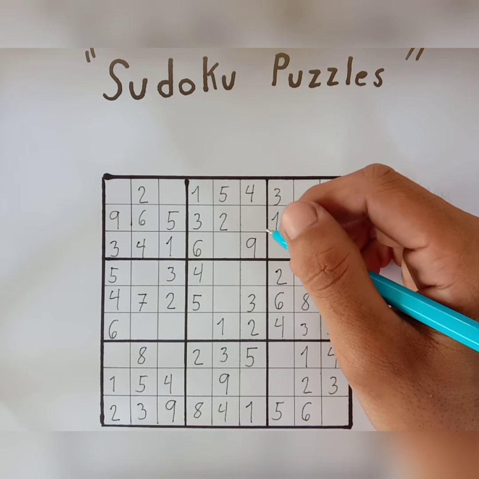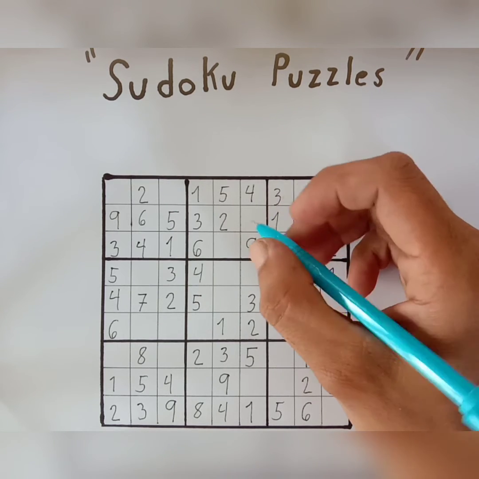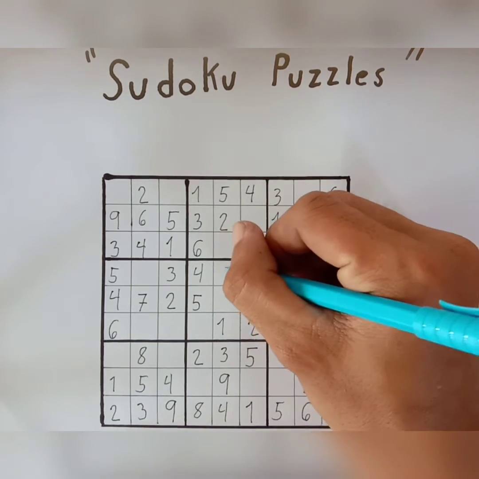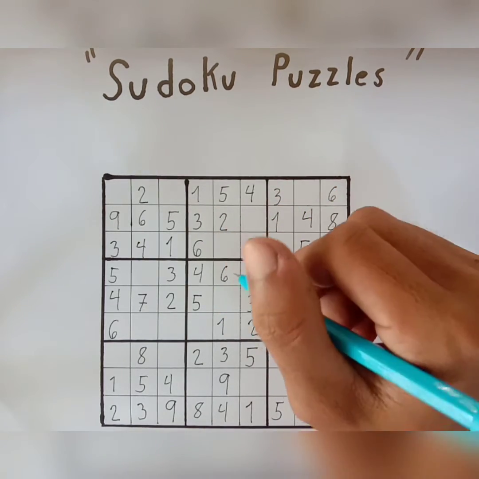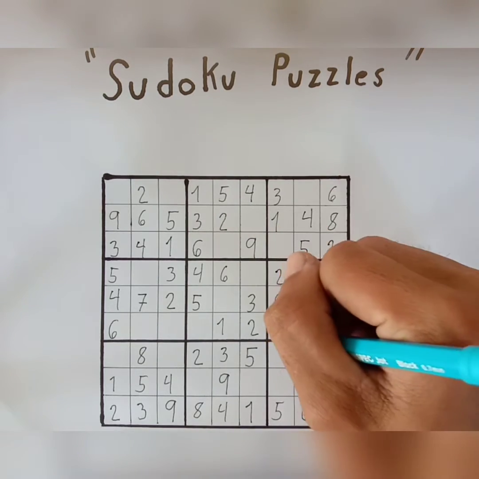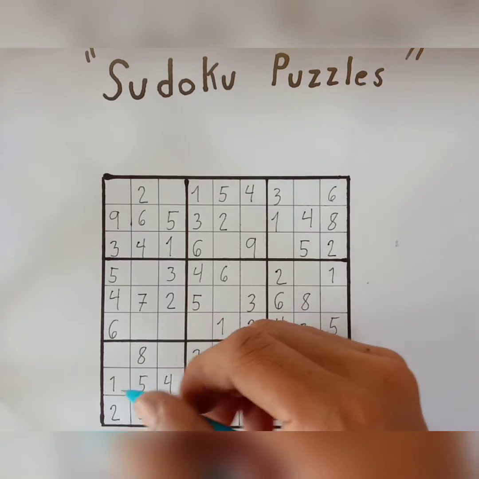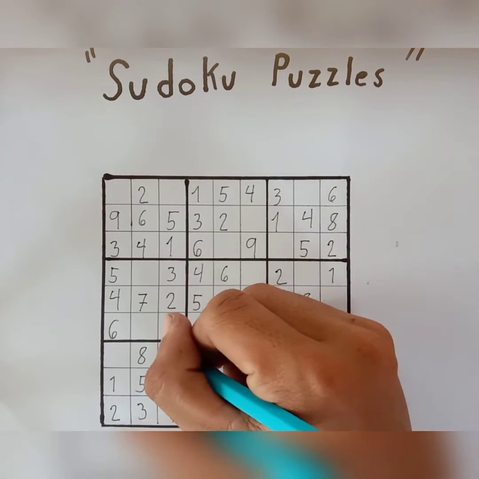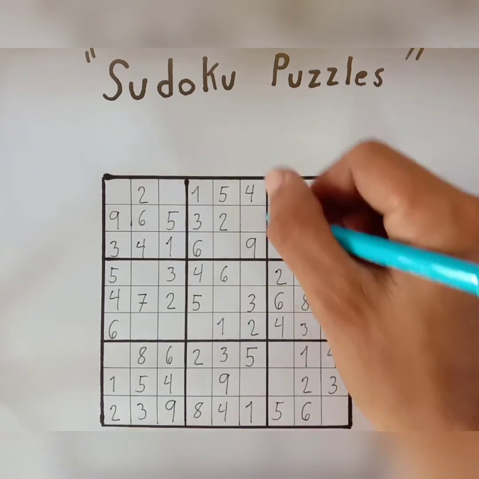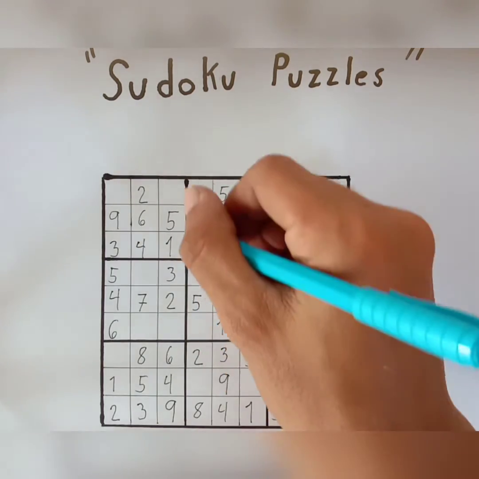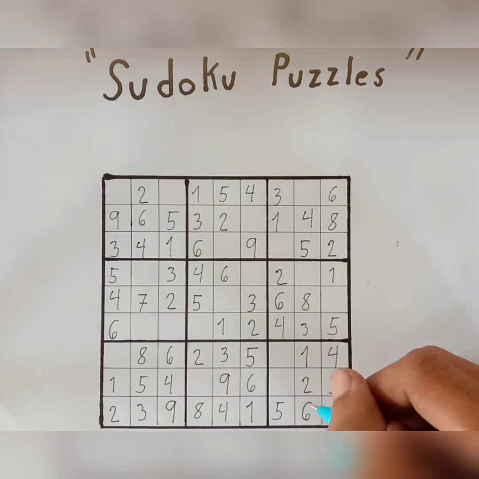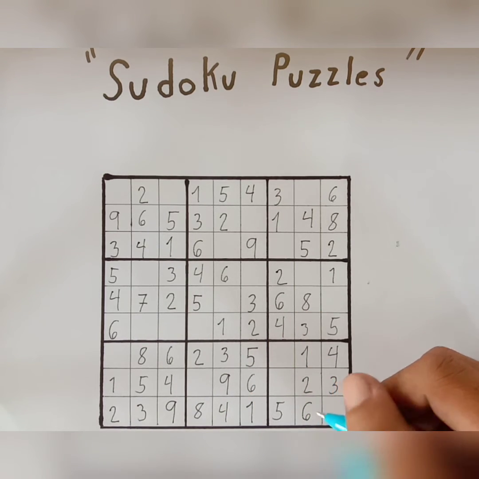So we can write it at the center of the second box. In the third box and third row, there is no 6. We can write it at the top of this, and here there is no number 6. There is, and there is. So we can write this, and there is the last number 6.